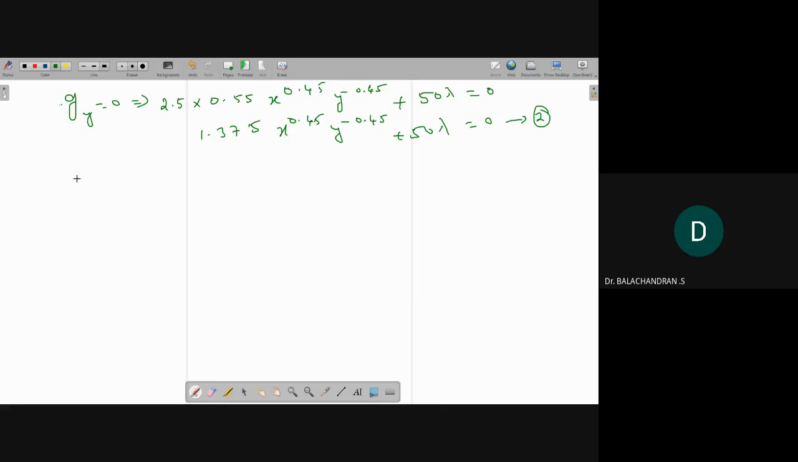G lambda equal to 0 implies 40x plus 50y equal to 500,000, so this is equation 3.